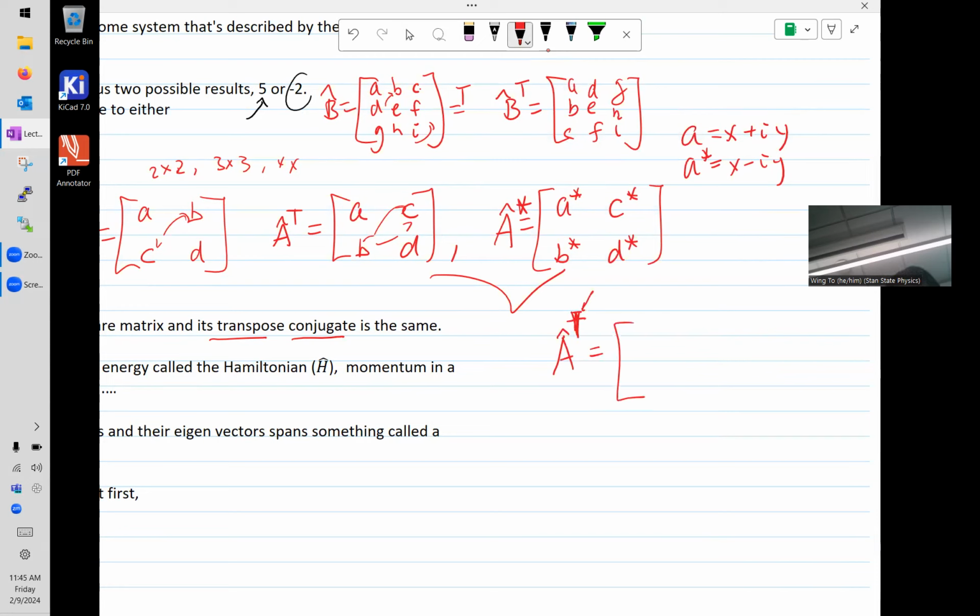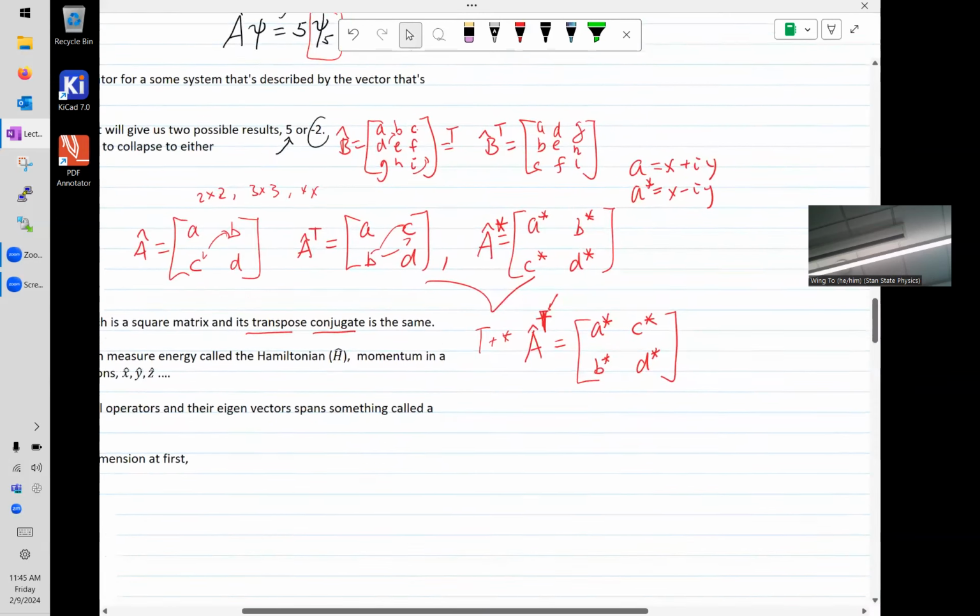So what you're basically doing is doing both. This is wrong. You guys don't catch me when I'm wrong, right? Because that's just the complex conjugate, not the transpose. A star, C star, B star, D star. So you're doing both the transpose and the complex conjugating in one step with this dagger function.